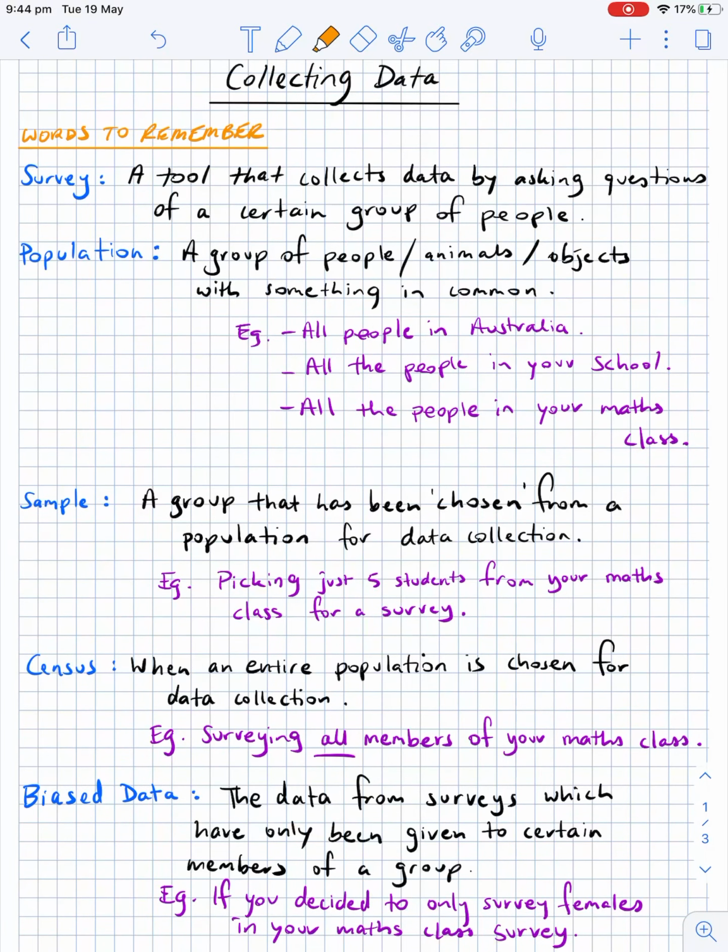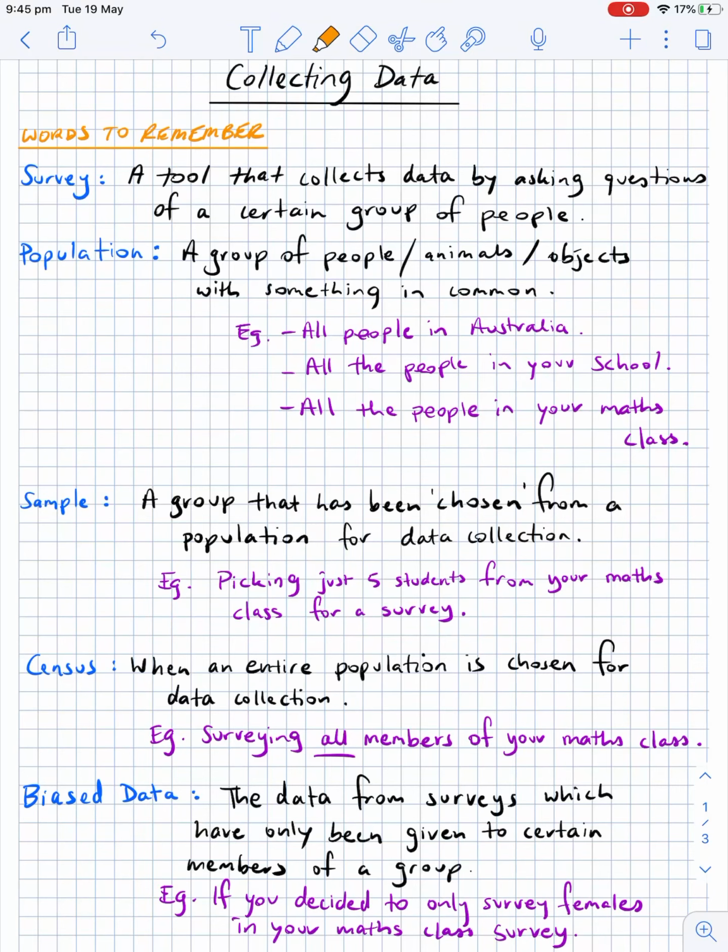Okay, next up is the word sample. A sample is a group that has been chosen from a population for data collection. Sometimes it's quite tedious to get data from a whole population, to literally give out a survey to every single person in a country or a city, for example. It's just not possible. So what we do instead is we select a group from that population to give the survey to. Only a certain amount of people within that population get the survey, and that is called a sample.